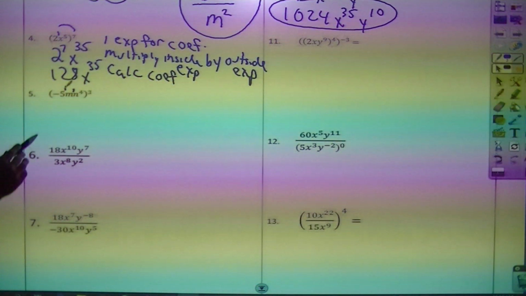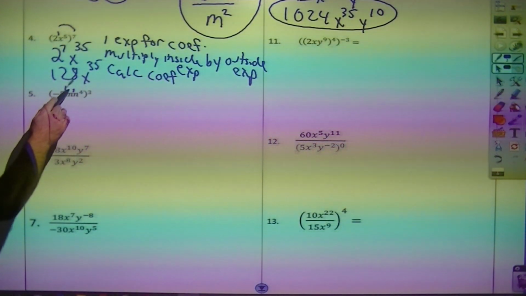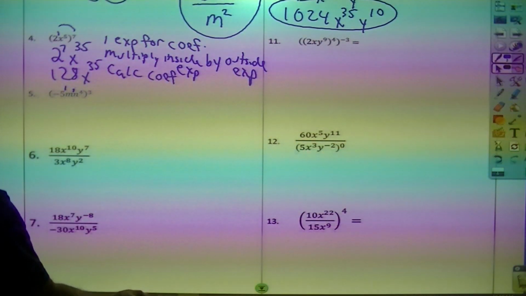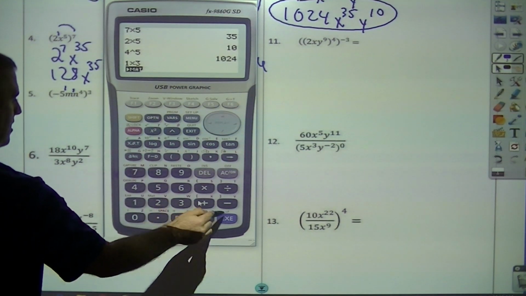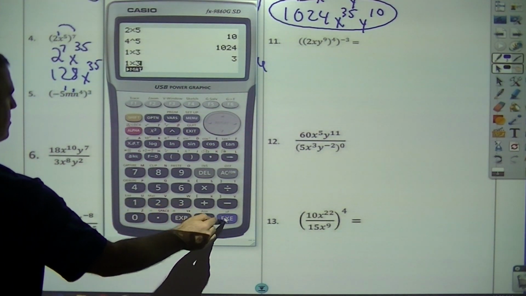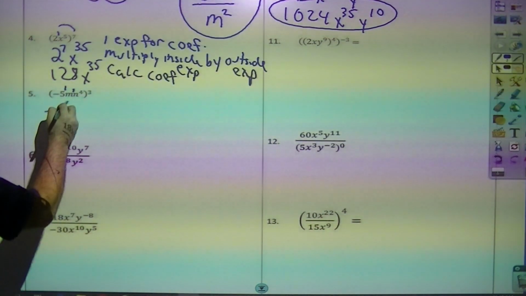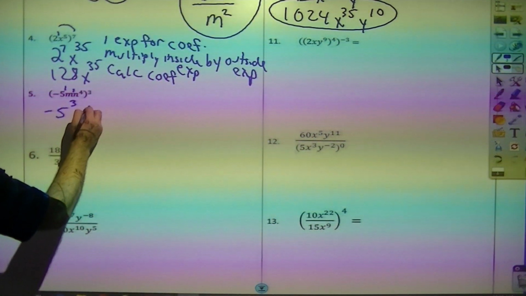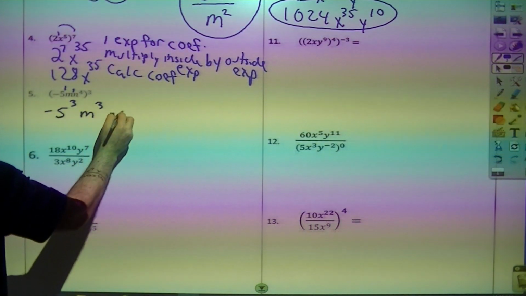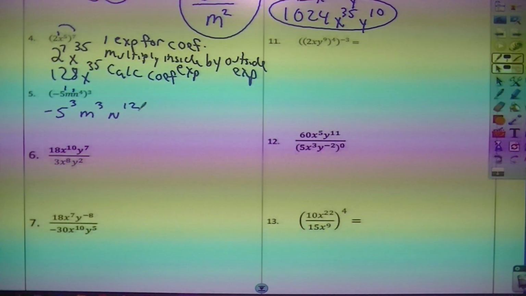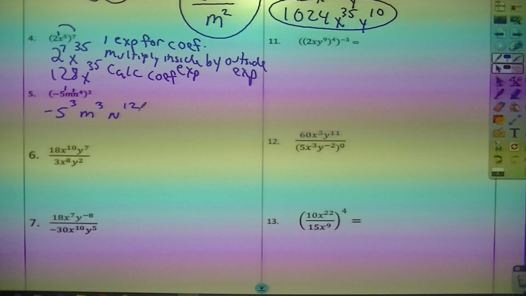The power rule says I take the outside exponents and multiply them by the inside. So that's 1 times 3, 1 times 3 for the other one, and then 4 times 3. What I've got is negative 5 to the 3rd power, m to the 3rd power, n to the 12th power. Now, I have to calculate my coefficient.